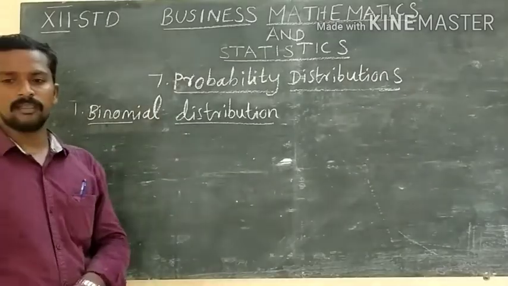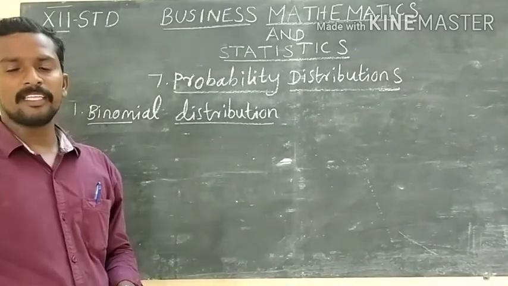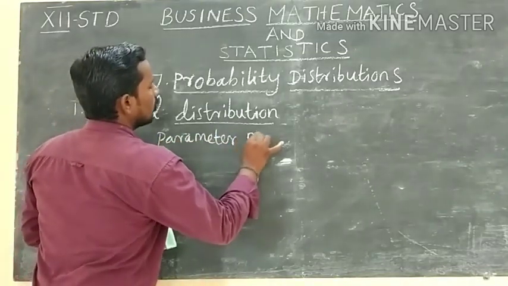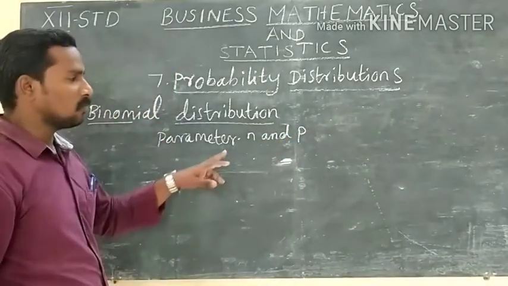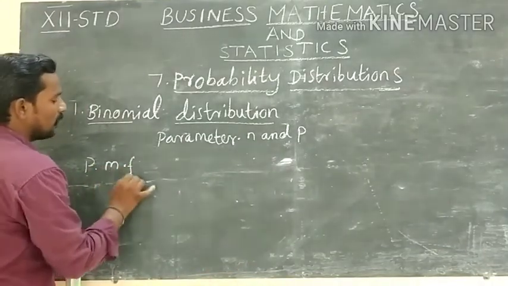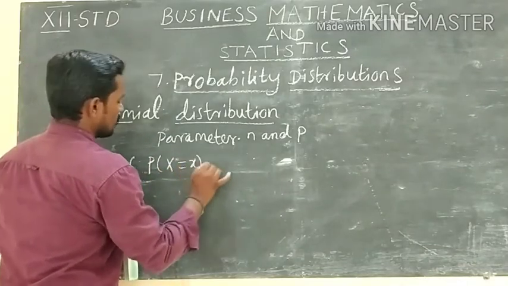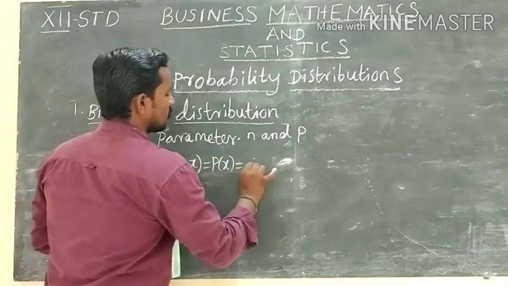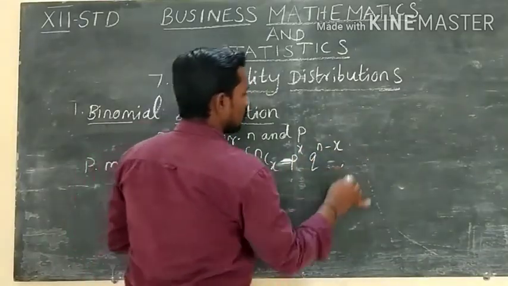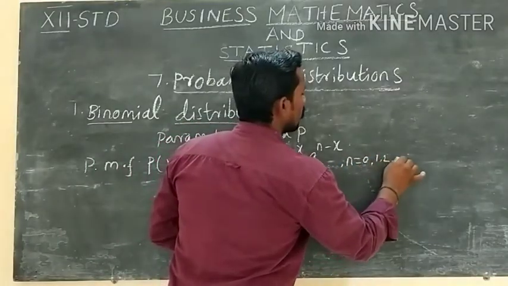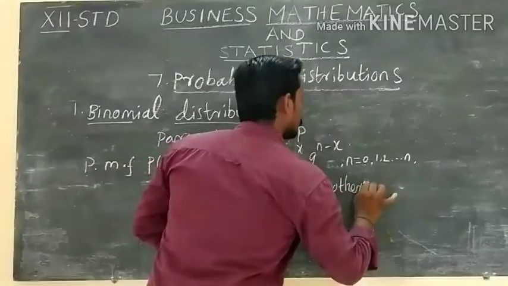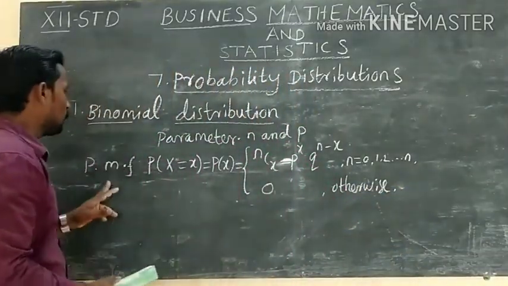The definition of binomial distribution: a random variable x is said to follow binomial distribution with parameters n and p if it assumes only non-negative values and the probability mass function, PMF, p of x equal to small x, or p of small x, is equal to nCx p power x q power n minus x, for x equal to 0, 1, 2 and so on up to n, otherwise 0. This is your definition of binomial distribution.